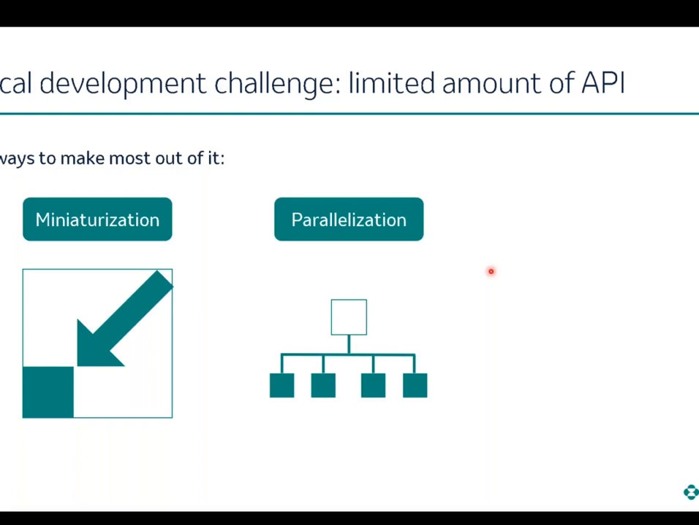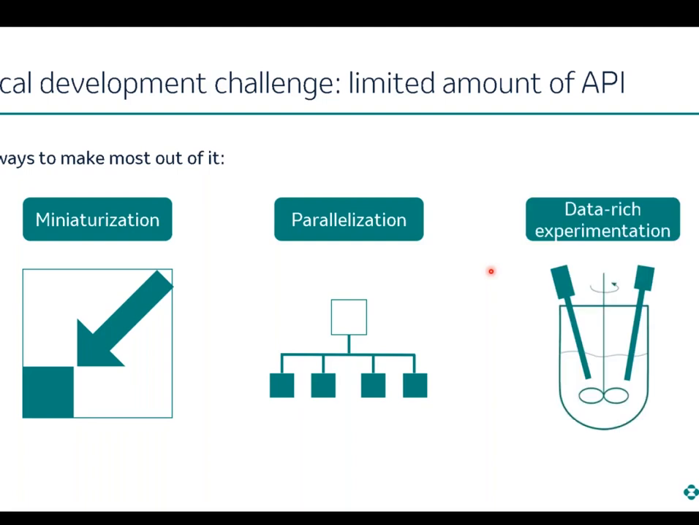To make the most of it comes parallelization. Once you have smaller reactors, you can run several experiments in parallel to study process conditions, solvent combinations, etc. And finally, the third pillar is data-rich experimentation. For every single experiment, ideally, we want time-resolved information from both liquid and solid phase to understand both kinetics and thermodynamic events better and faster, such that our process development also speeds up.